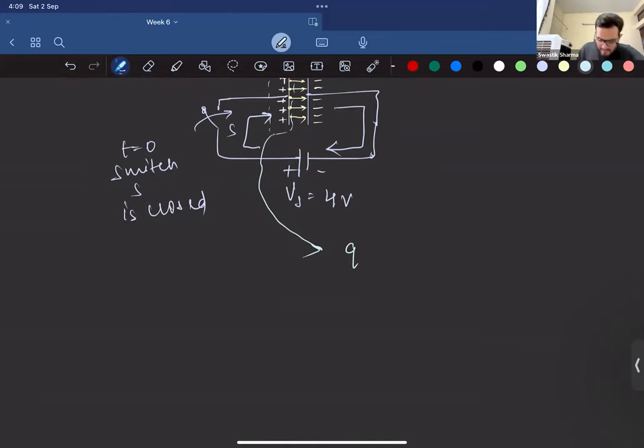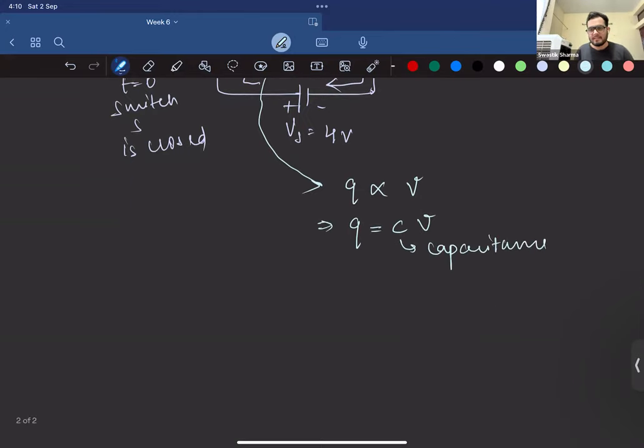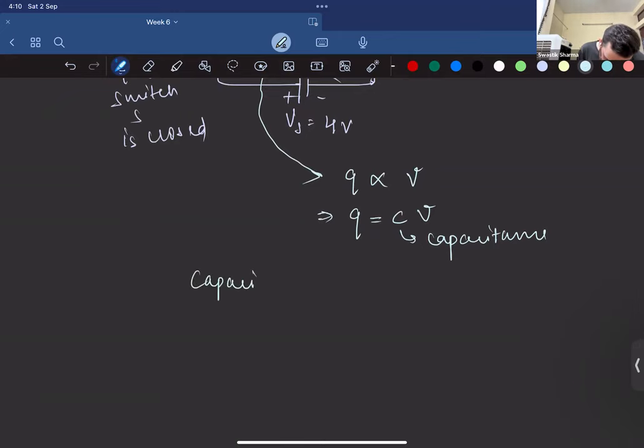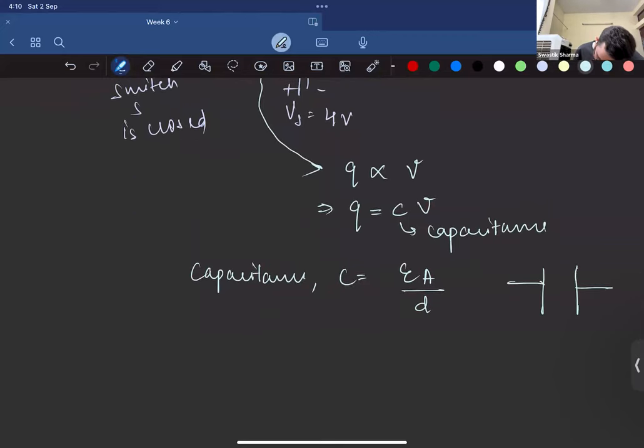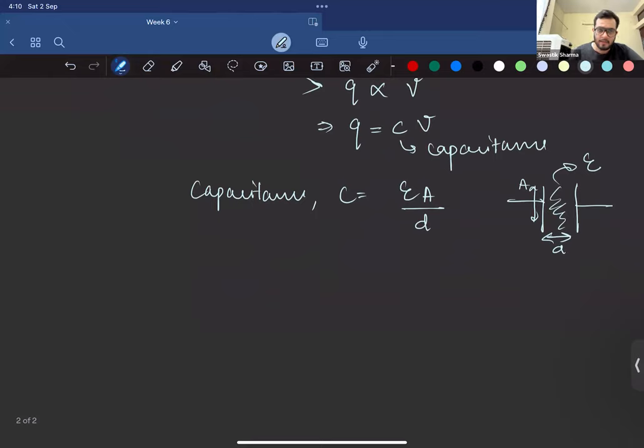Now, the charge on this plate is directly proportional to the voltage difference between those two plates, right? And this constant of proportionality is written as C, which is called capacitance. Like resistance, capacitance also has a physical dependency. Capacitance C is written as epsilon, the permittivity of the dielectric material, times A, the area of cross section of those plates, divided by d, the distance between the two plates. So we have the area, the distance, and some dielectric with permittivity epsilon. That's how we usually write capacitance, right?